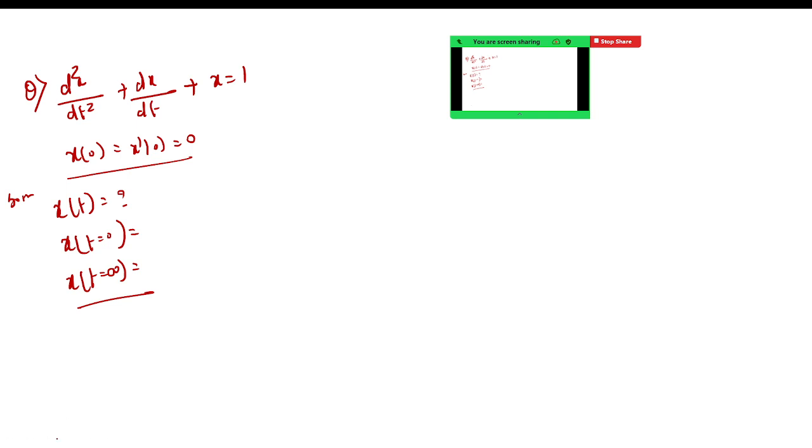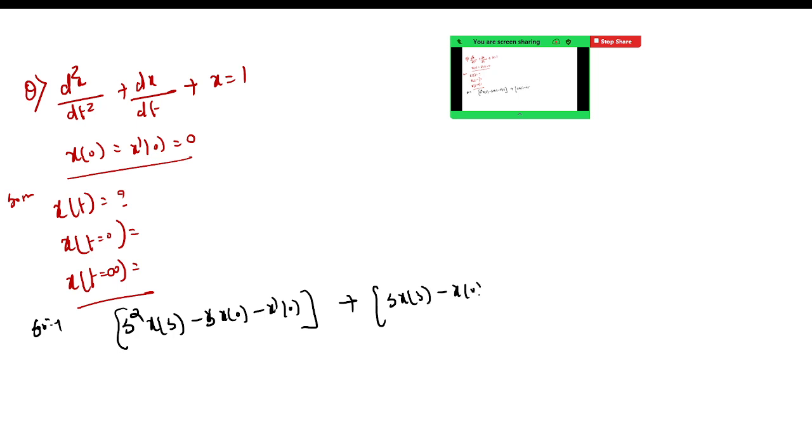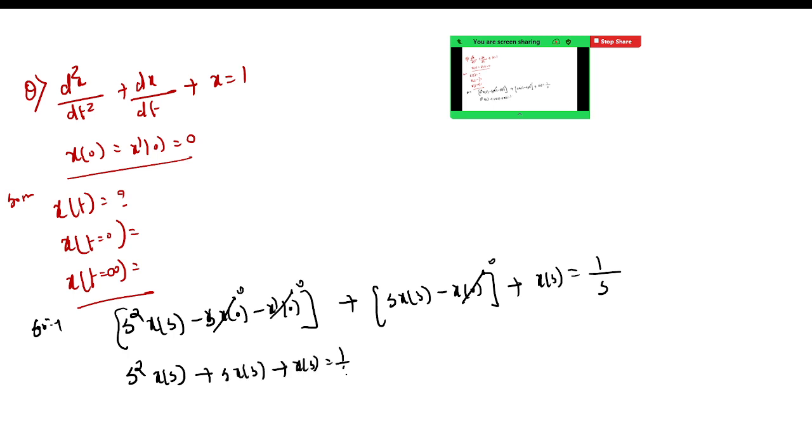How can we solve this particular question? Again, we have to use the Laplace transform. So again, I can write s square X(s) minus s x(0) minus x dash(0) for the second-order differential, plus s X(s) minus x(0), plus X(s), equals 1 divided by s. Since x(0) is 0 and x dash(0) is 0, we get s square X(s) plus s X(s) plus X(s) equals 1 upon s, right?